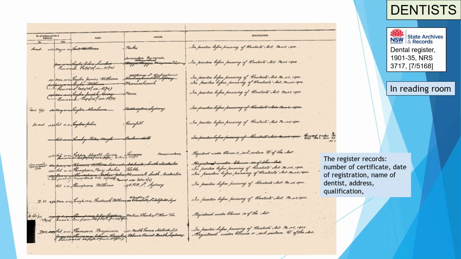Dentists. Another fairly typical record of the type. You've got the name, you've got the address, and you've got the qualifications. So clearly this record was about maintaining a list of qualified dentists.